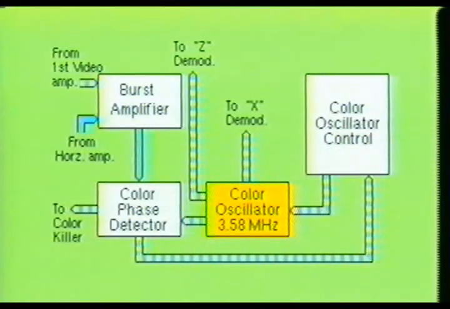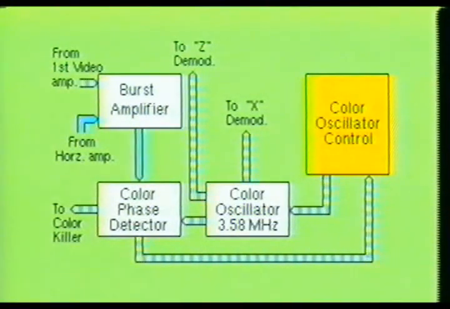The primary function of the color oscillator stage is to provide the 3.579545 MHz signal, which is used as a phase reference to demodulate the chroma sidebands. This stage actually restores the subcarrier that was suppressed at the transmitter.